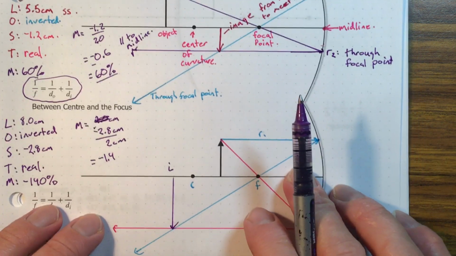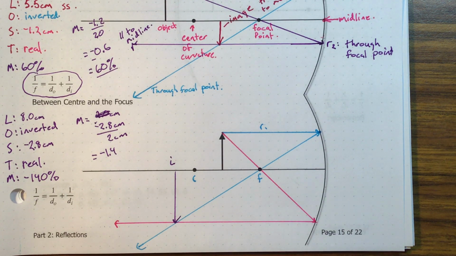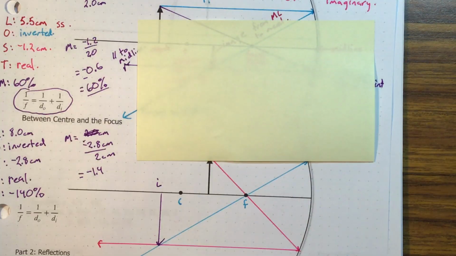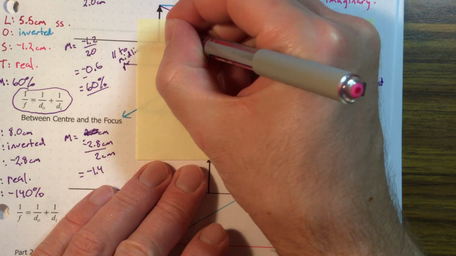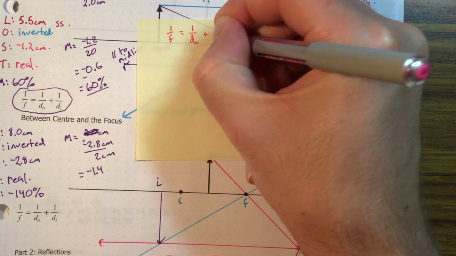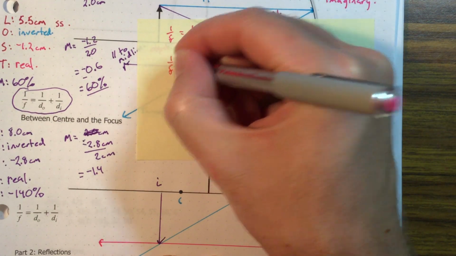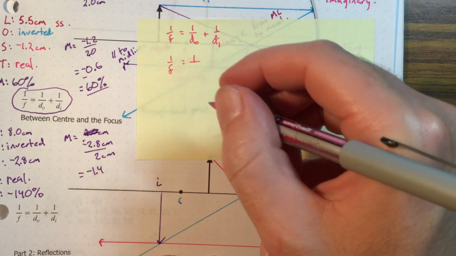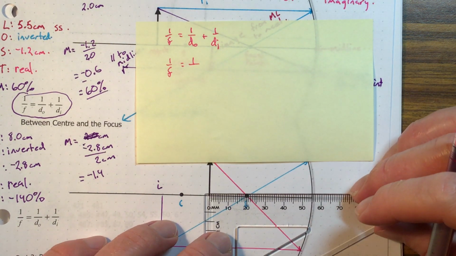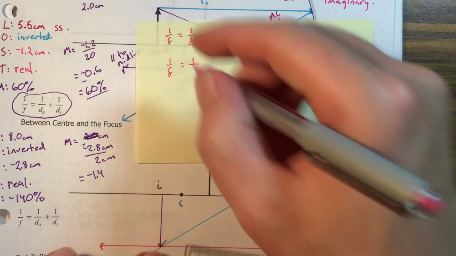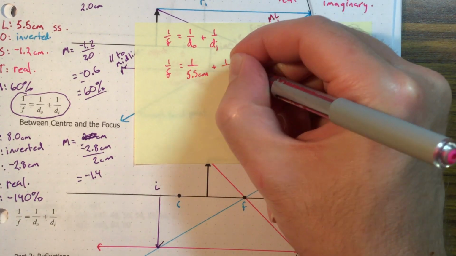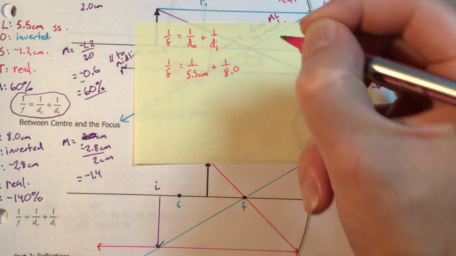Okay. So let's do our math and let's check to see how accurate we are. All right, so I've got 1 over my focal length is equal to 1 over distance to the object plus 1 over distance to the image. Oh, I got to measure that out. I got 5.5 plus distance to the image, 1 over 8.0.